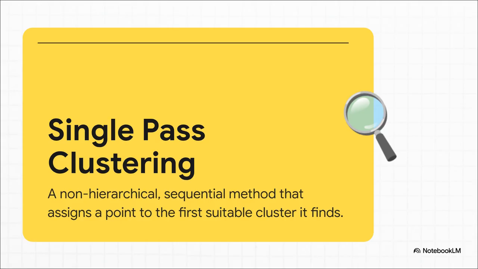So, the sorter's method is called single-pass clustering, and the differences here are huge. First, it's non-hierarchical, so you're not getting that complex family tree. And it's sequential, meaning it processes items one by one and makes a snap decision for each, all based on a really simple rule called the similarity threshold.